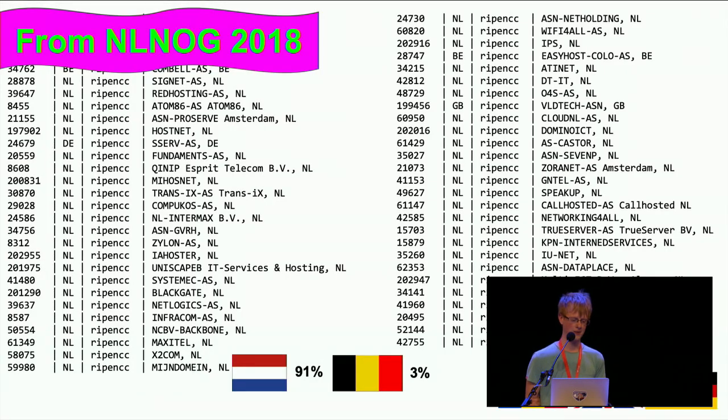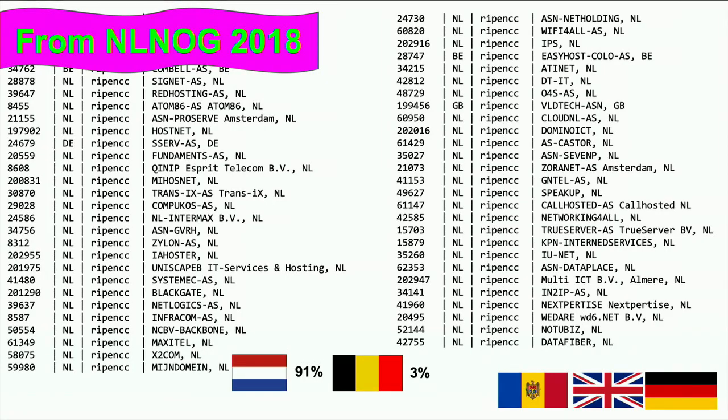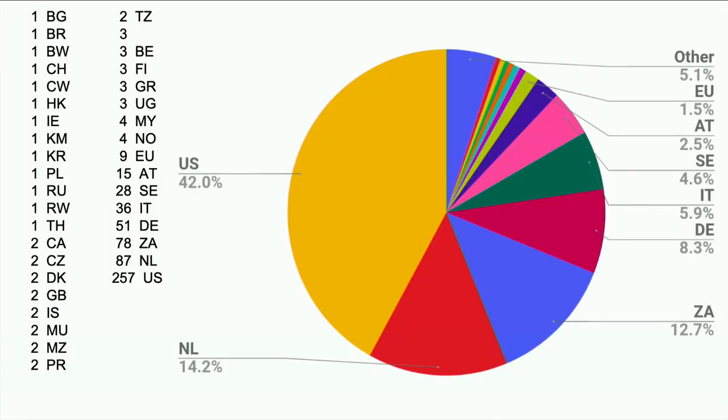Here's what the population looked like in terms of countries in 2018. Noted that it was mostly Dutch. Who'd have thought? Actually, this year it's been completely overtaken by the US. And the reason being is, once again, AT&T provide a huge amount of downstreams to single-homed networks, which massively biases these numbers. But it's really cool.